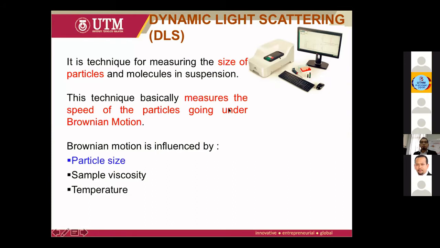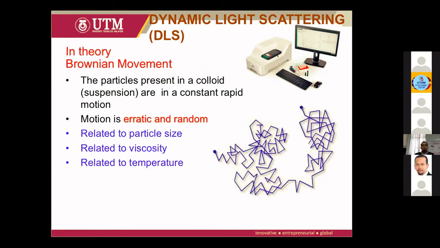Okay, so when we talk about DLS, as mentioned, we measure the particle, because nanomaterial is not going to be still. It does not like to sit still. So nanomaterial tries to move, especially when we have a suspension. It moves following the Brownian motion. So based on the Brownian motion, we can measure the influence of the particle size, the sample viscosity, and take note that the temperature is also going to influence how the nanomaterial moves.